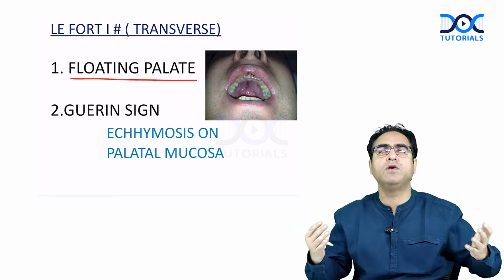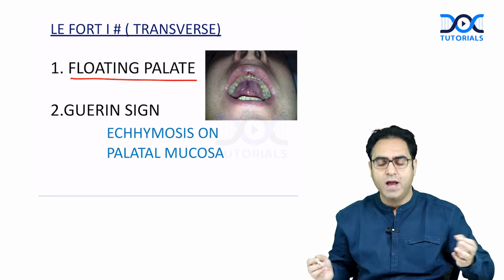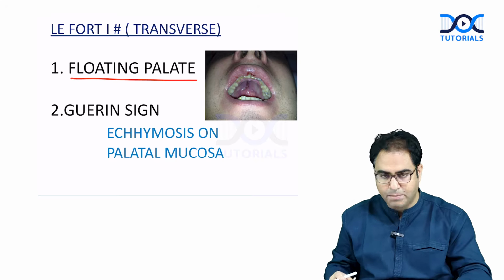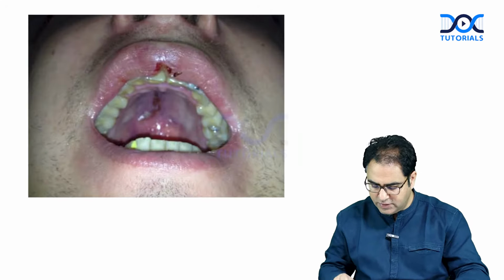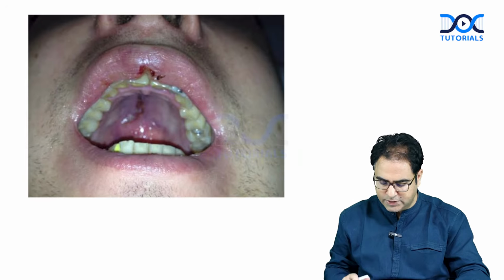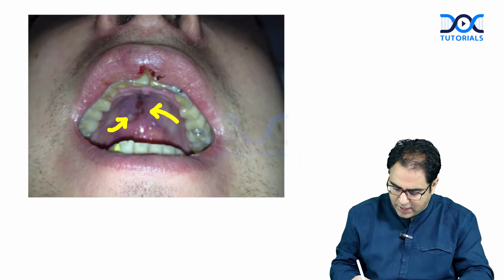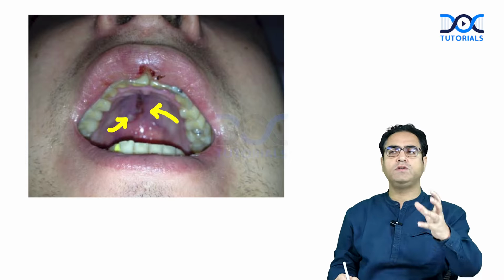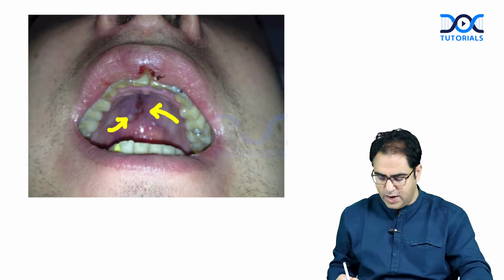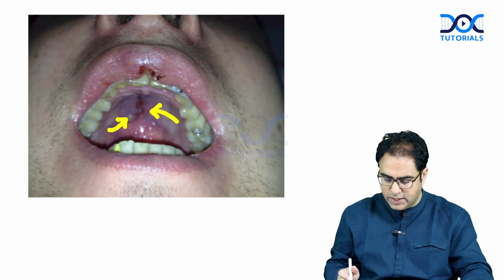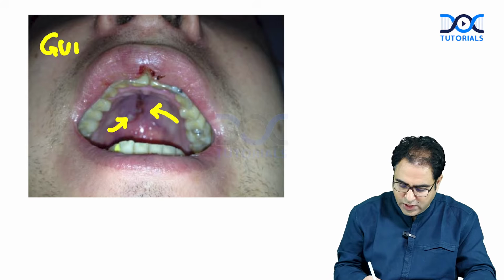Floating palate. Patient is unconscious in the emergency trauma case. And if you open the mouth of the patient and see with the torch over there in the emergency, you will be able to see ecchymosis on the palate. What is ecchymosis? Bluish spots on the palate due to trauma. And this sign is called Guerin sign.